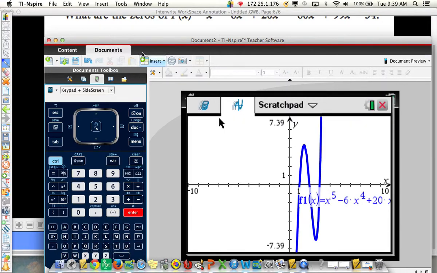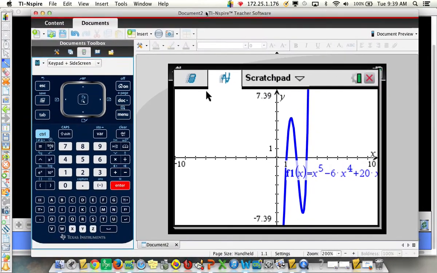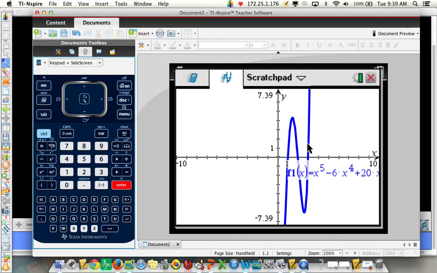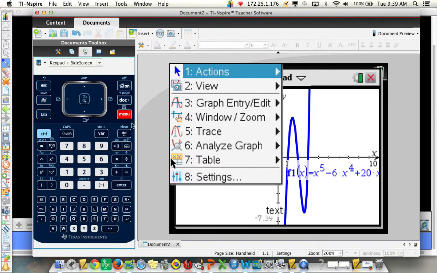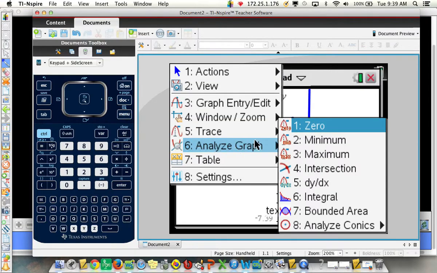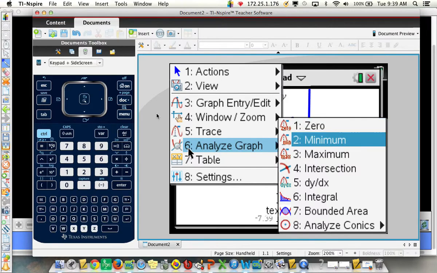And you hit enter, and you notice that it crosses the x-axis at 3 points. And so you want to figure out what are those x-intercepts. It looks like it goes through 1, 2, and 3. Now to double check that, you could use the menu and choose Analyze Graph and calculate the zeros that way. That would be one way of doing it.